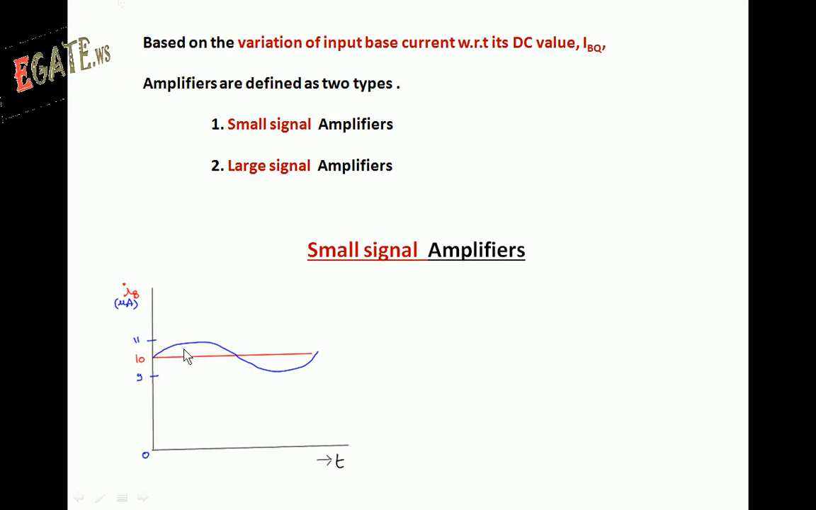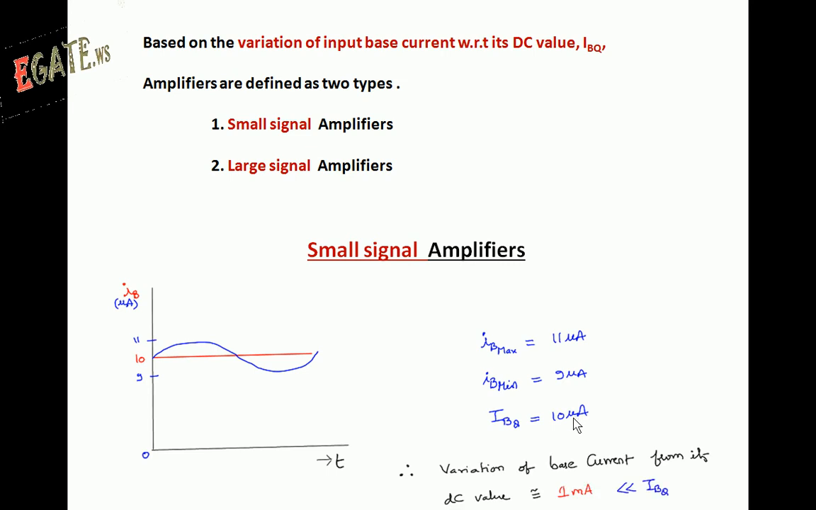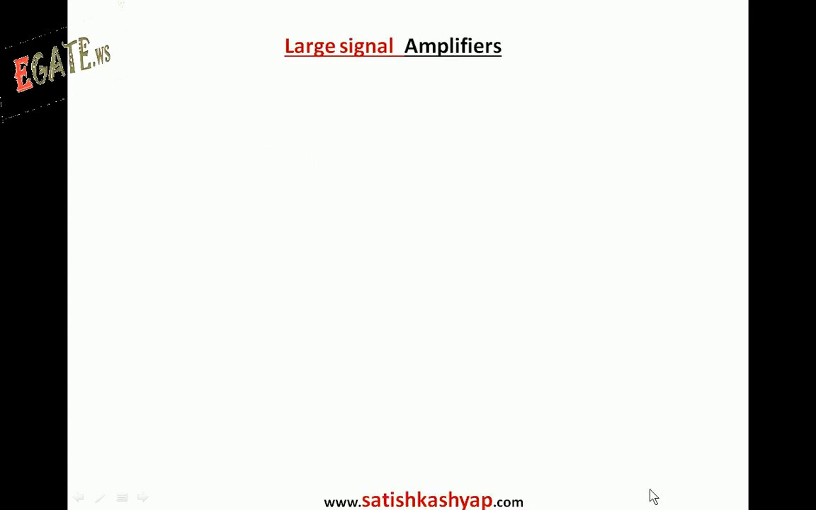If you observe, there is a variation of only 1 microampere, which is very small compared to its DC value of 10 microamperes. So IB maximum is 11 microamperes, IB minimum is 9 microamperes, and the DC value of IB is 10 microamperes. The variation is around 1 microampere. Here it is not milli, it is 1 microampere, which is very small compared to your DC current. Such amplifiers are called small signal amplifiers.